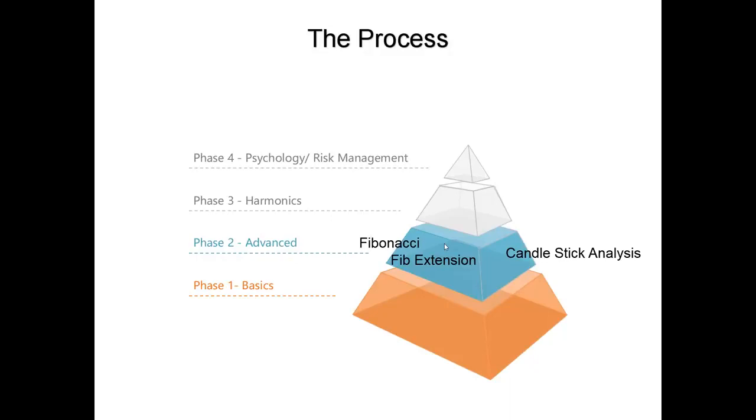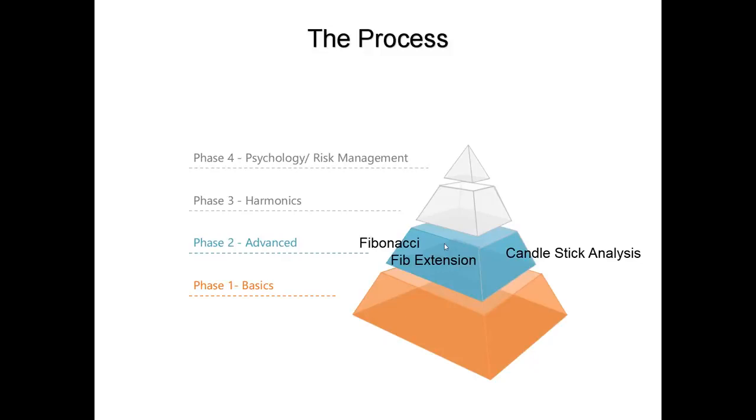And the next one is candlestick analysis, which I'll go into a little bit right now. You're going to be looking for the reversal patterns that you have on your candlestick sheets at key areas of the market. Key areas meaning harmonic patterns, double bottoms, triple bottoms, head and shoulders. I'll show some examples. That's candlestick analysis, Fibonacci, fib extensions. That's phase two, what you need to study after doing the basics.